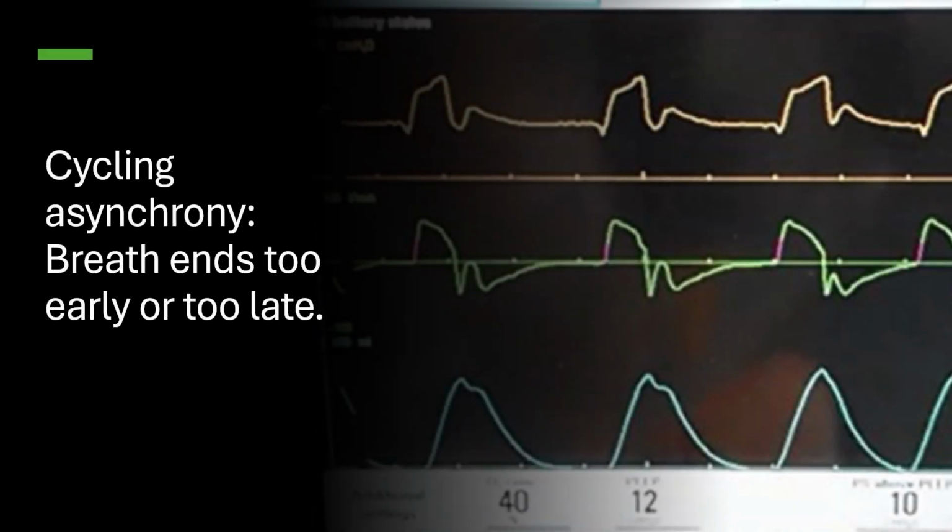Now we will talk about cycling asynchrony. So cycling is the change of inspiration to expiration. So inspiration to expiration can happen a little early or a little late. Accordingly, cycling asynchrony can be an early cycling issue and a delayed cycling issue. So there is the neural time and the ventilator time, and there is a mismatch. This mismatch can result in the breath ending too early or too late relative to the patient's neural inspiratory time. Now let's see the example.